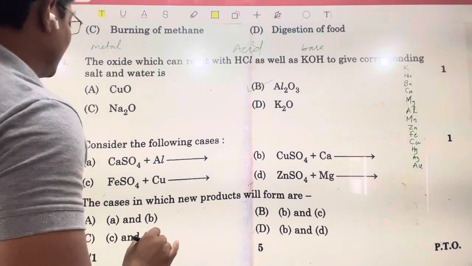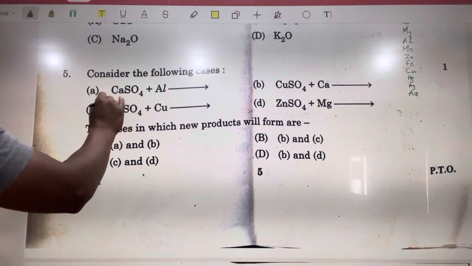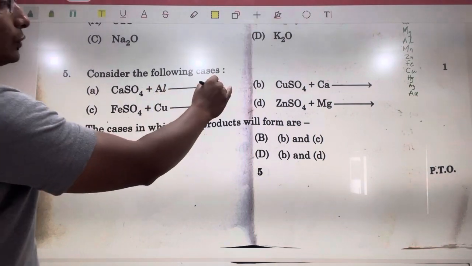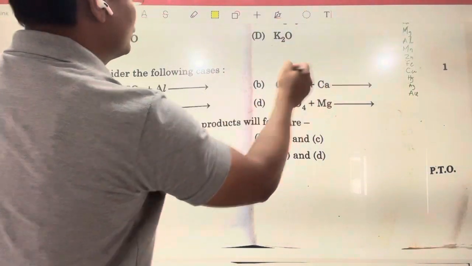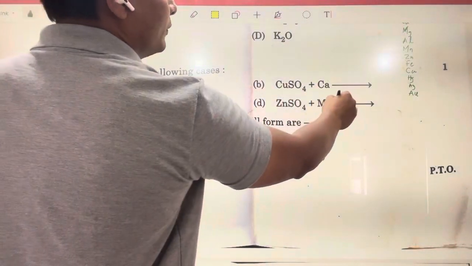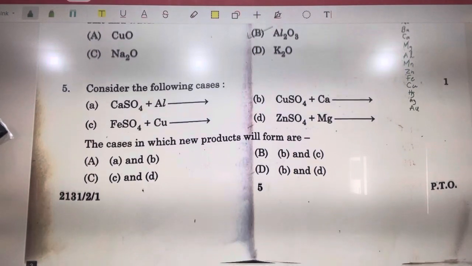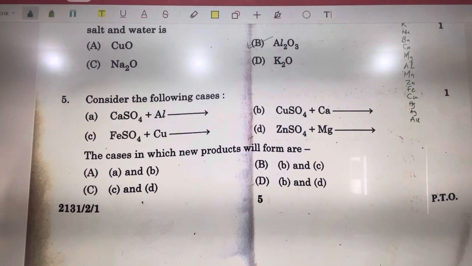Okay. So then the fifth question is: consider the following cases. CaSO4 plus Al gives what? CuSO4 plus Ca gives what? FeSO4 plus Cu gives what? And ZnSO4 plus magnesium gives what? So here basically they have given the metal, salt and metal. So in all the four reactions, this is basically for the displacement type of reaction.